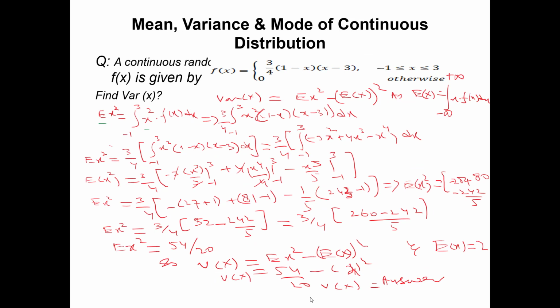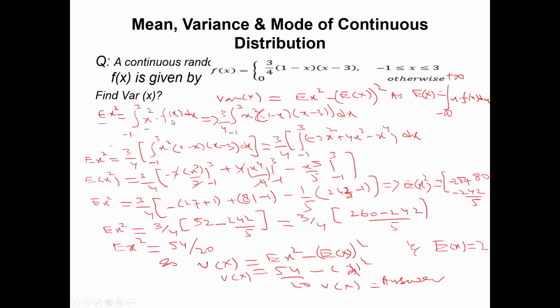Similarly, the variance. The variance formula is E of x square minus E of x whole square, so E of x square minus mean square. You know that E of x is the integral from minus infinity to plus infinity of x into f of x, and E of x square will use x square. In order to get this value, you need to multiply x square with the function f of x.